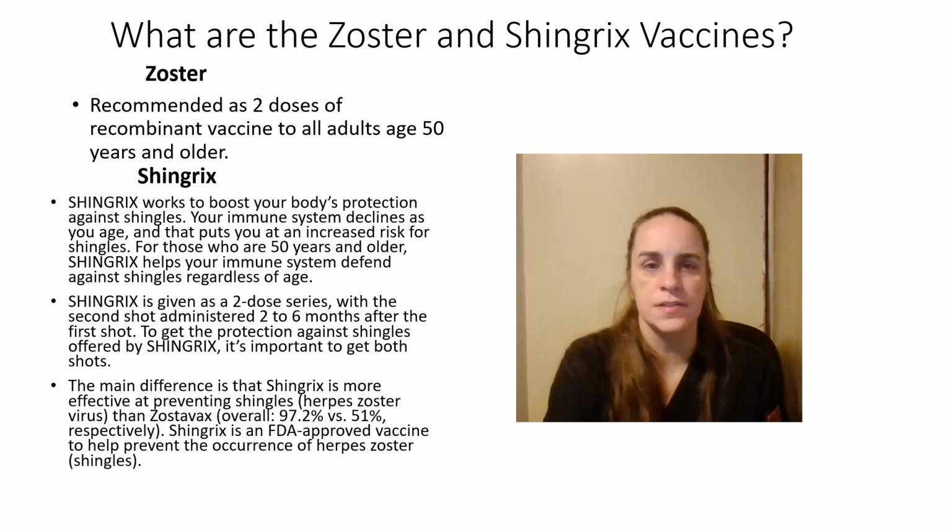Shingrix is given as a 2-dose series, with the second shot administered 2 to 6 months after the first shot. To get protection against shingles offered by Shingrix, it's important to get both shots. The main difference is that Shingrix is more effective at preventing shingles than Zostavax. Shingrix is an FDA-approved vaccination to help prevent the occurrence of herpes zoster and shingles.